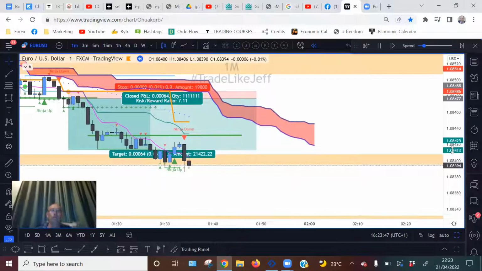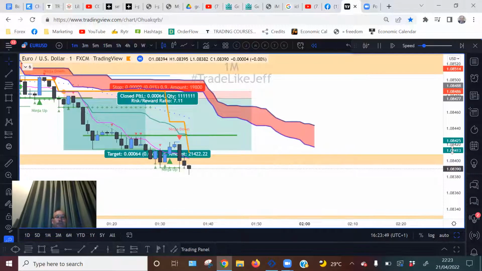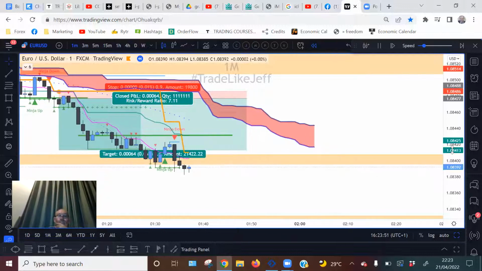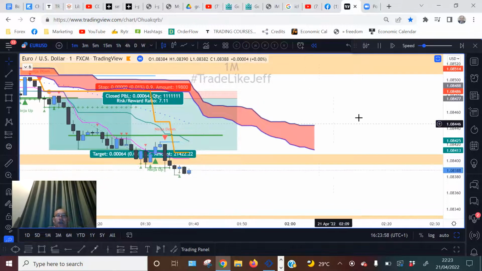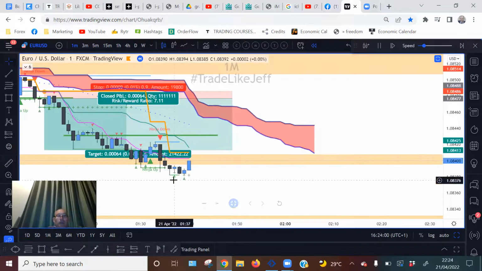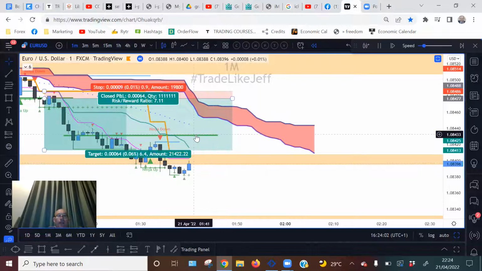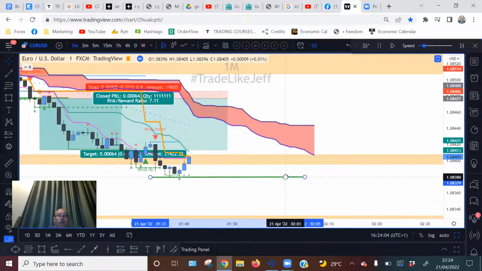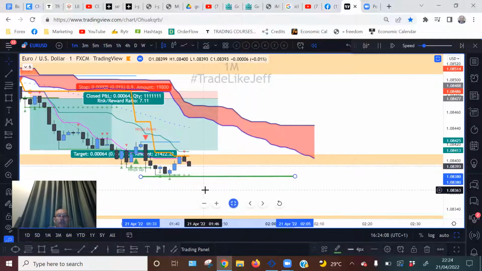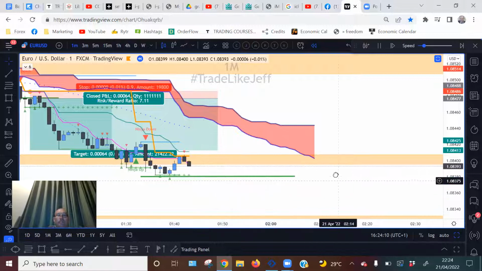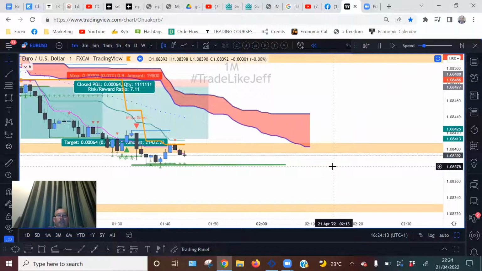We are still below the cloud, ladies and gentlemen. Yep, now we've just broke that resistance line there. Let me just check. Okay, I'm going to say if we go below there, I'm going to enter that trade for a sell, if the current conditions allow.